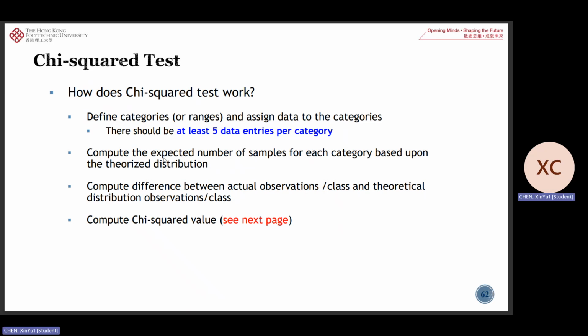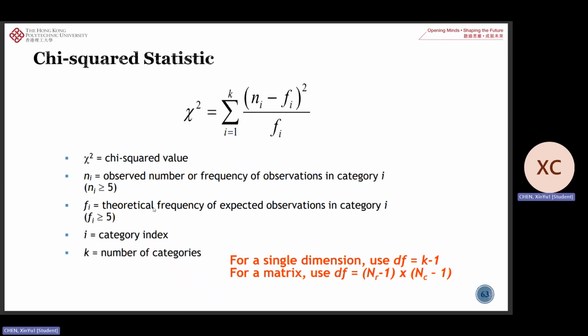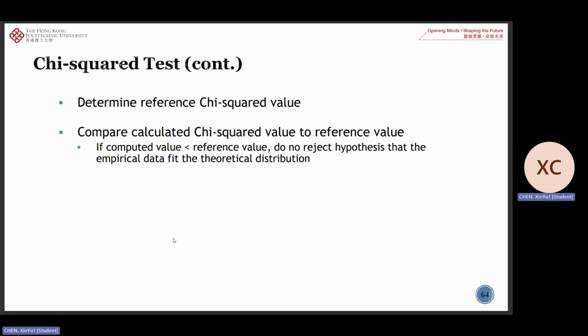And then you can compute the expected number of samples for each category based on the theorized distribution, and compute the difference between the actual observations and the theoretical ones. So I can show you an example there. This is the chi-square value, and n is the observed number, the frequency of the observations for a category variable, and f is the theoretical frequency or expected observations. And i is the category index, and k is the number of categories.